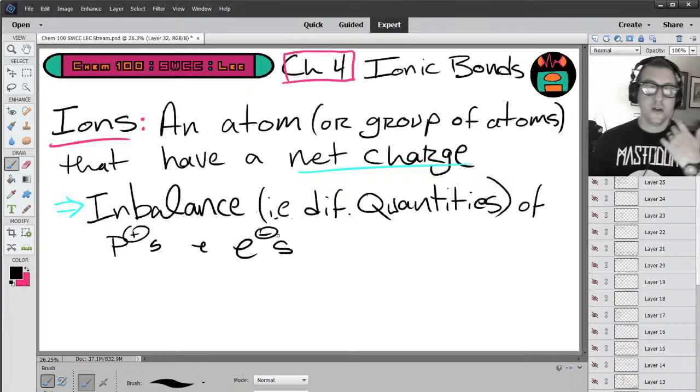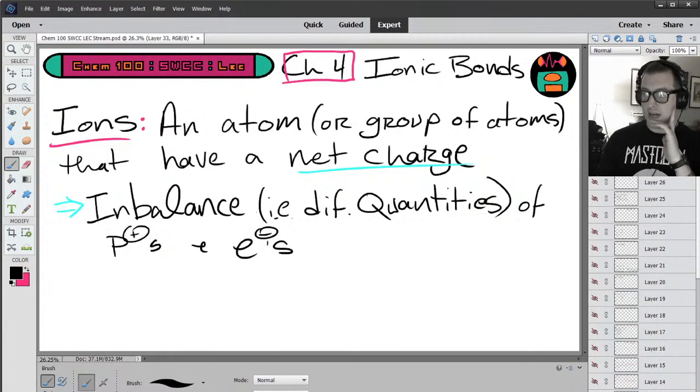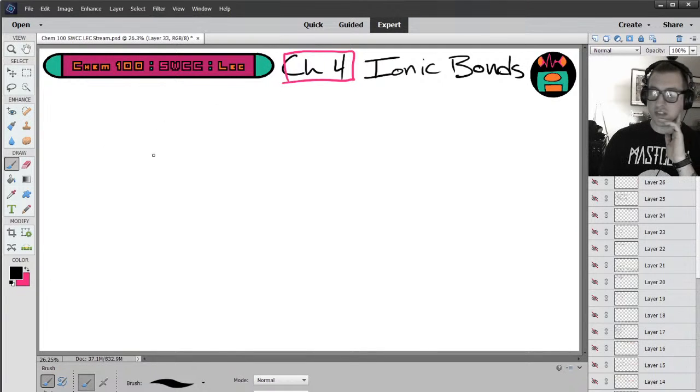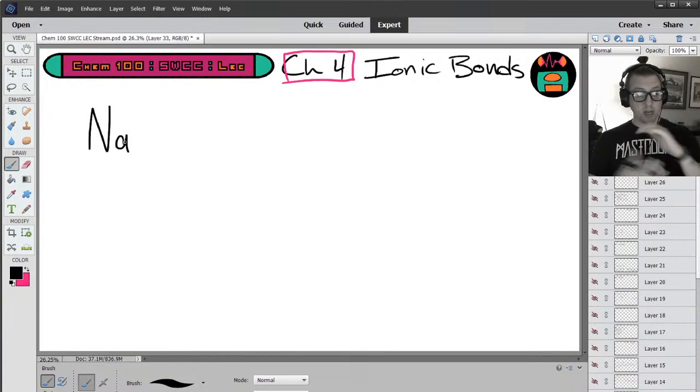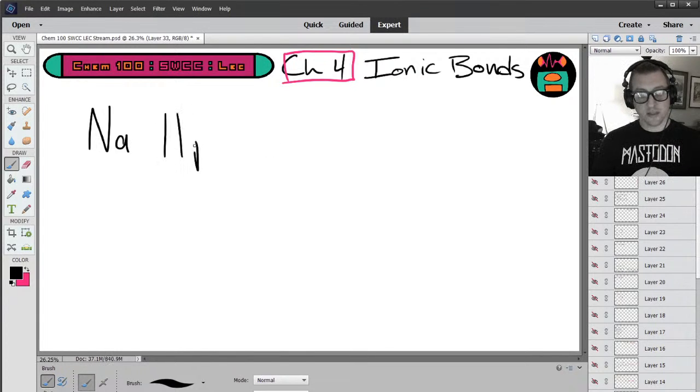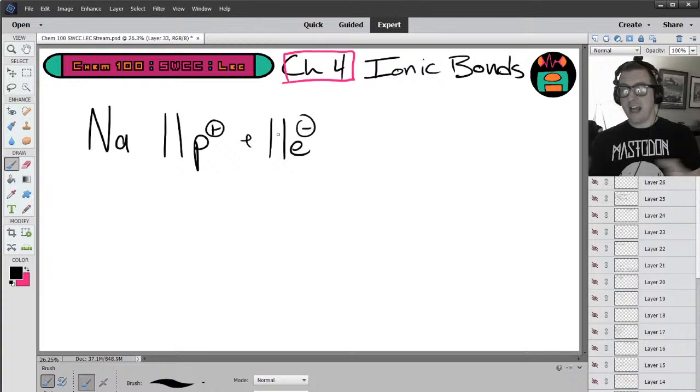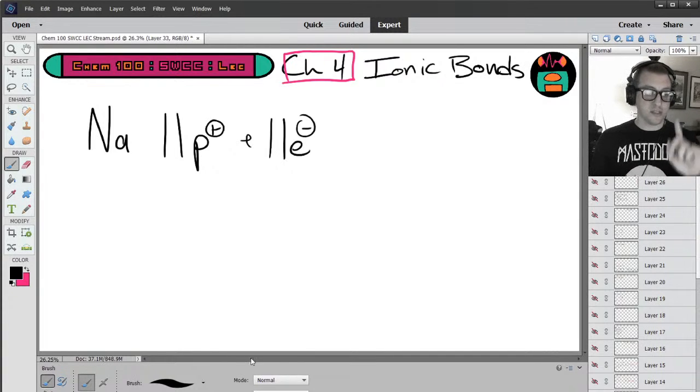All right. For example, if you have the atom sodium, and you look it up on the periodic table, sodium's number 11. Sodium has 11 protons and 11 electrons, because elements have the same number of protons and electrons.